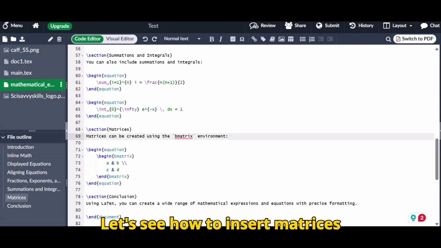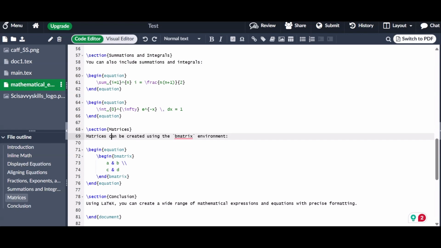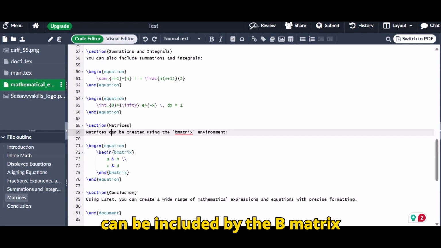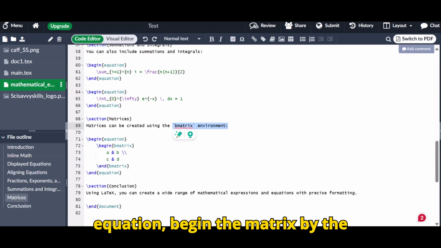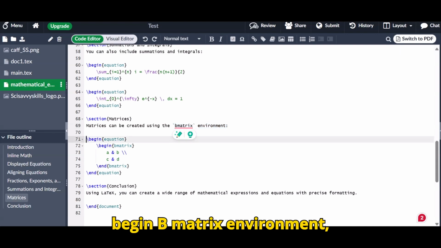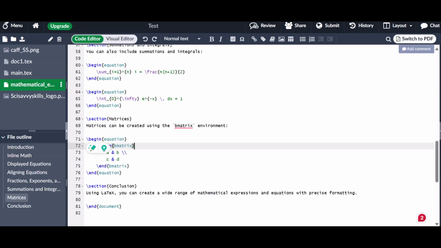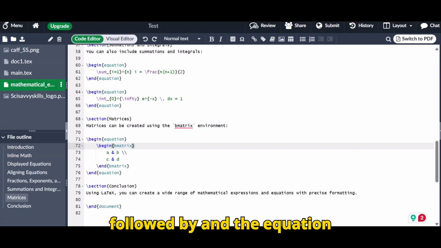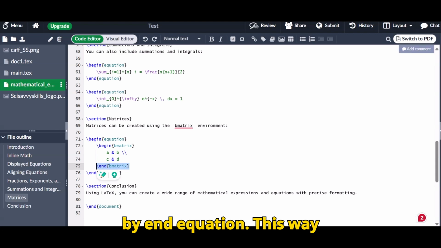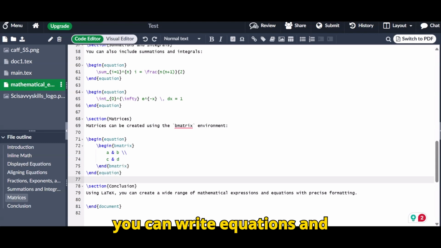Let's see how to insert matrices in your LaTeX document. Matrices can be included by the bmatrix environment. So at first you have to begin the environment with begin equation, begin the matrix by the begin bmatrix environment, write the components of the matrix A and B, close the row by the double backslash, C and D, end the matrix environment by the end bmatrix, followed by end the equation by end equation. This way you can write equations and include matrices in your LaTeX environment.